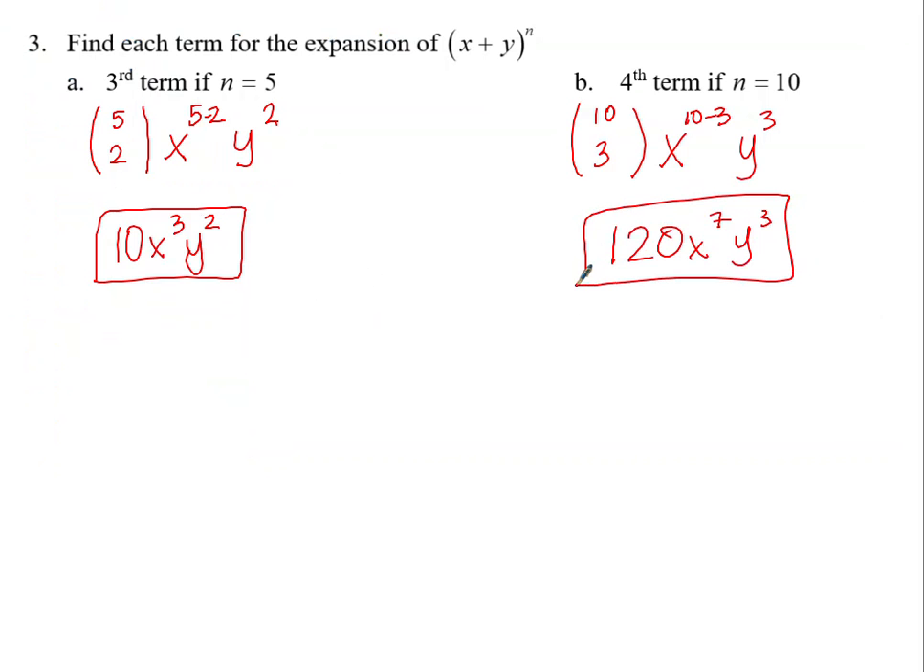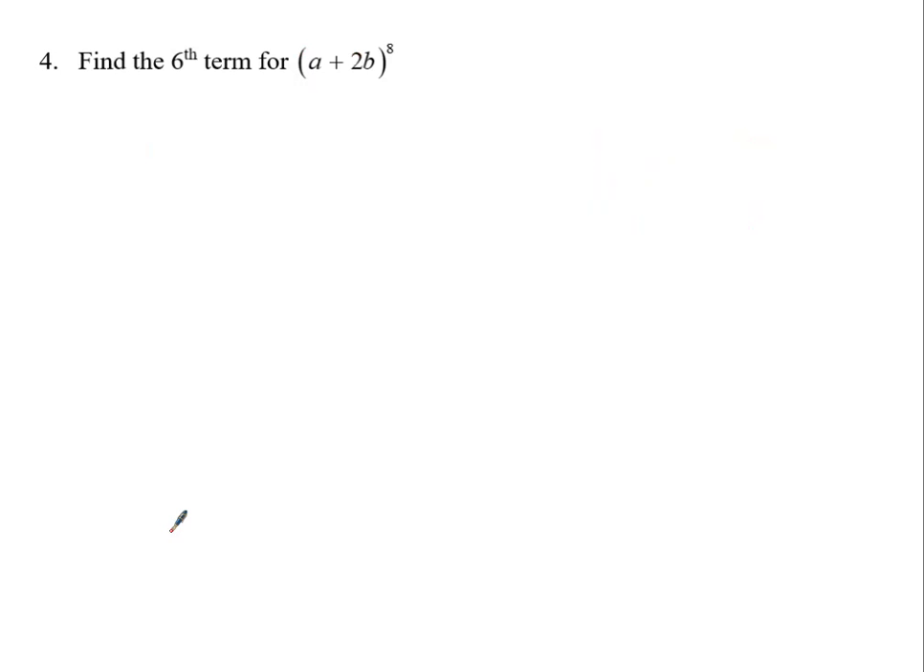We can also use the same method with slightly more complicated problems. If we want to find the sixth term for a plus 2b to the 8th, we know that n is 8 and r is 1 less than the term we want to find. So r is going to be 5. Then we have a to the 8 minus 5th power and 2b to the 5th power.